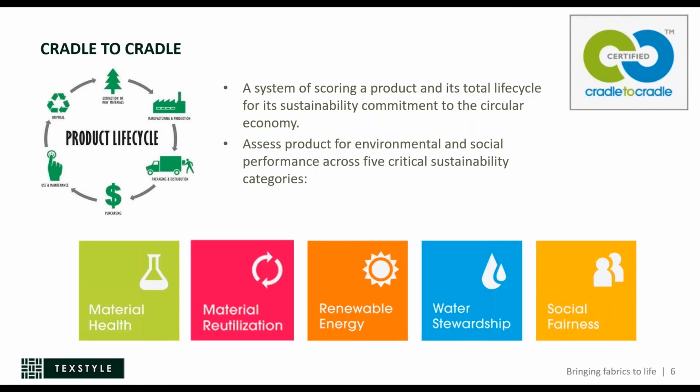Next is the water stewardship category. This category assesses how water that is used during the manufacturing process is managed, recycled, disposed of, all that good stuff. And the fifth and final category is social fairness. This category assesses business operations to ensure that they're responsible and fair for everyone involved, including those in the supply chain and the environment, the workers, everybody.